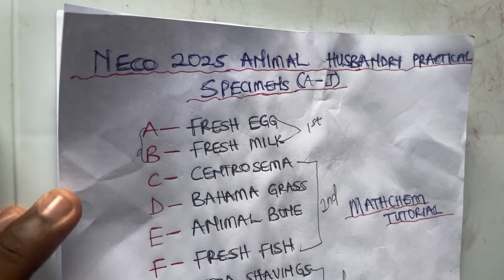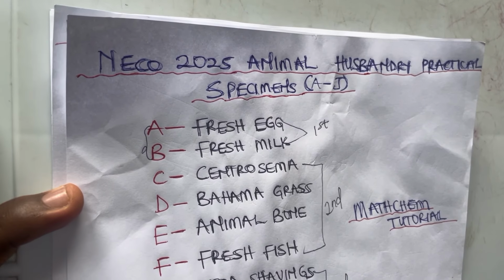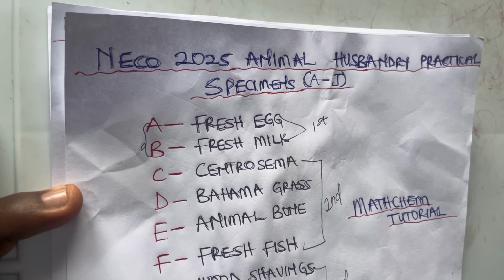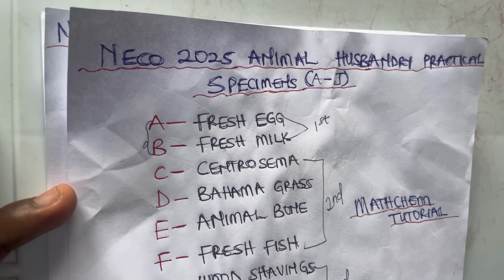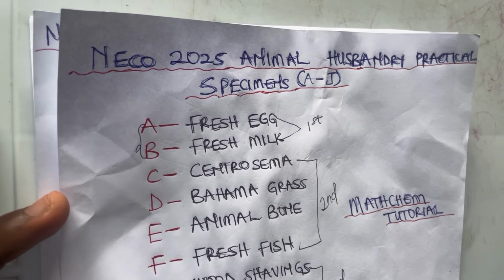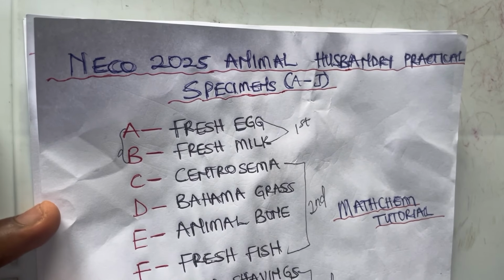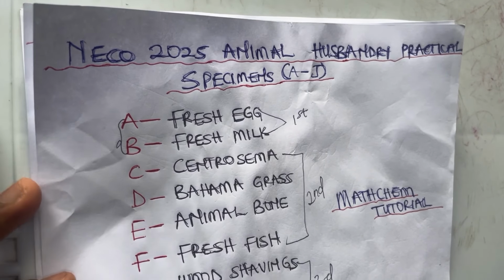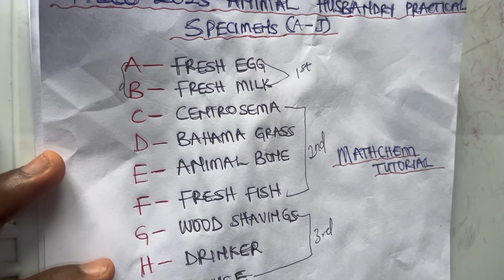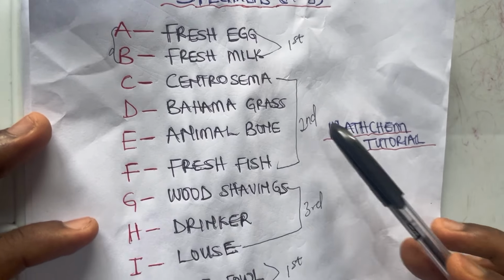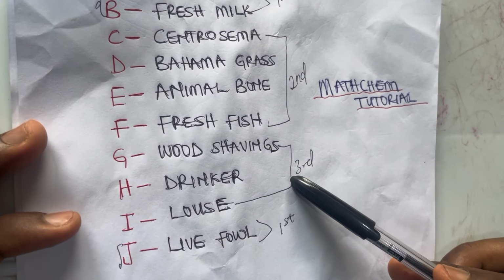In this video, we'll be looking into NECO 2025 Animal Husbandry Practical Preparatory. This is part B of the video. If you are watching this video for the first time, kindly request for part A of this video. I've explained so many things in part A. Like I said in part A, in this part B video, I'll be explaining this second category together with this third category.